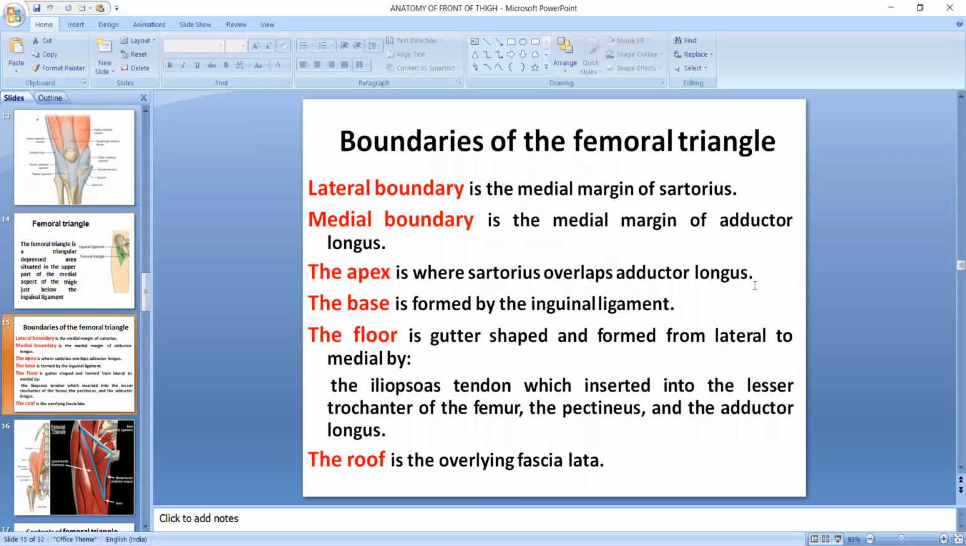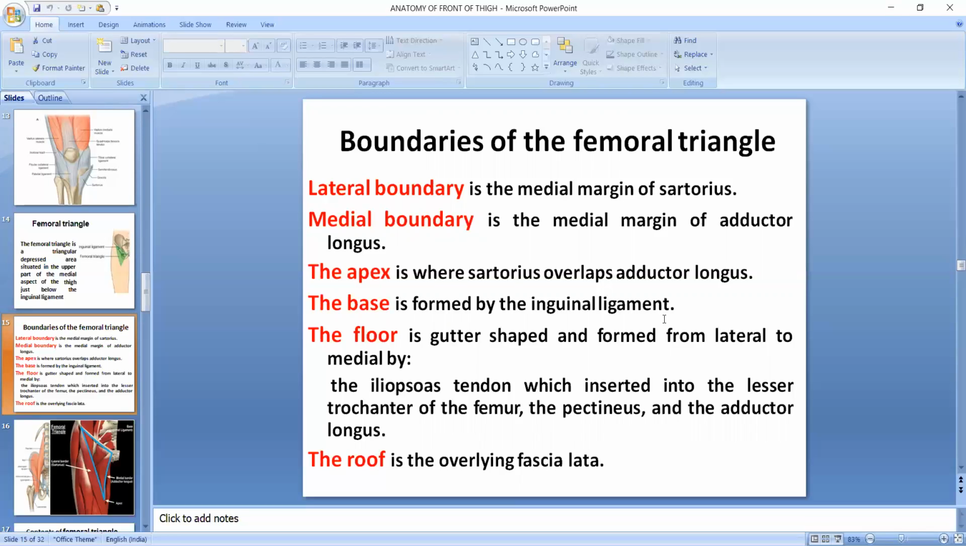Boundaries of the femoral triangle. The lateral boundary is the medial margin of the sartorius, and the medial boundary is the medial margin of the adductor longus. The apex is where the sartorius overlaps the adductor longus, and the base is formed by the inguinal ligament.